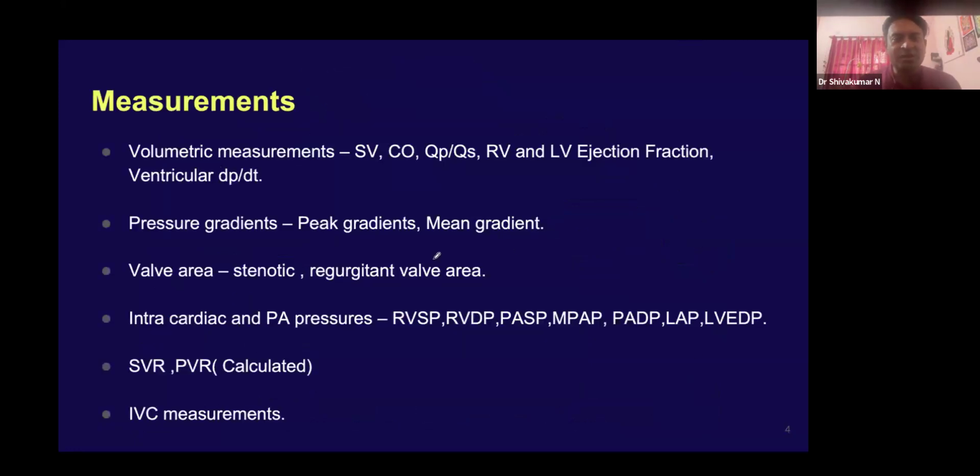The volumetric measurements that I'll be talking about, just to have a brief overview: the stroke volume, the cardiac output, the RV and LV ejection fractions, and the ventricular dP/dt. I'll come to these in a bit more detail in the next few slides.